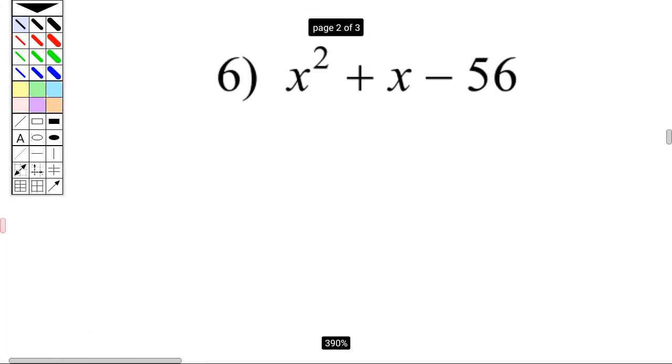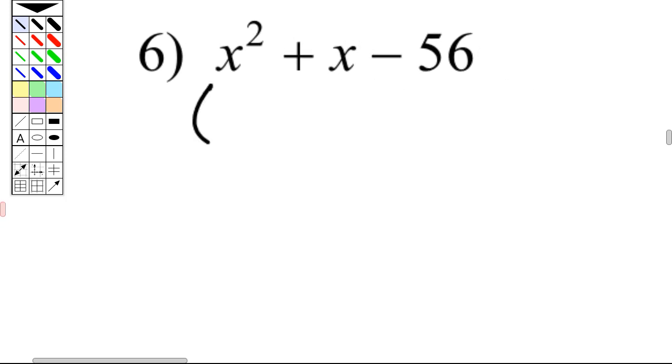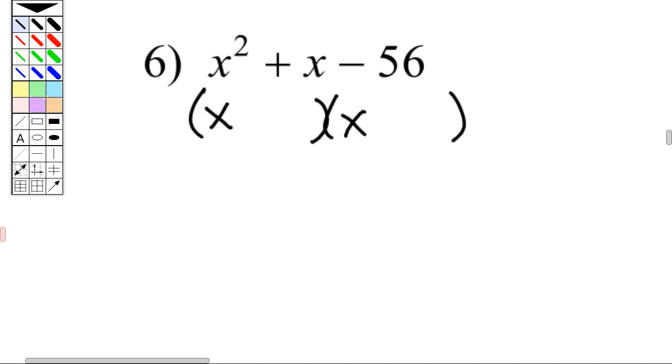Okay, on the back side, so what do we have here? What times what makes x squared? Well, it's got to be x times x. And what times what makes a 56? So I'm going to save some time instead of listing all the factors. I know 7 times 8 makes 56. Now I know one's got to be plus, one's got to be minus. How do we decide which one gets plus, which one gets minus? This sign goes with the bigger number.